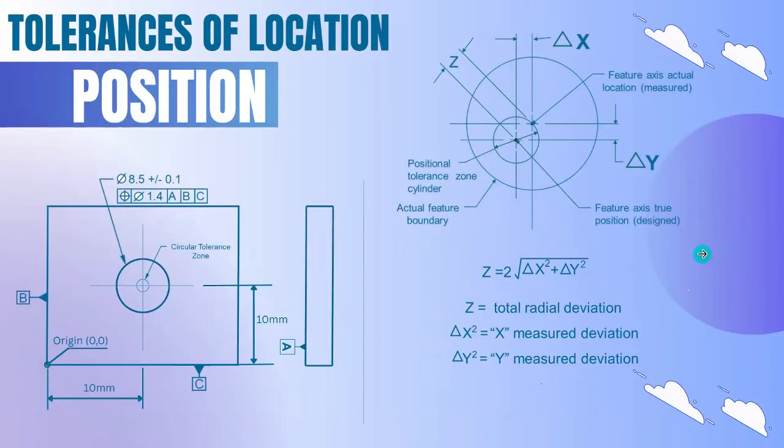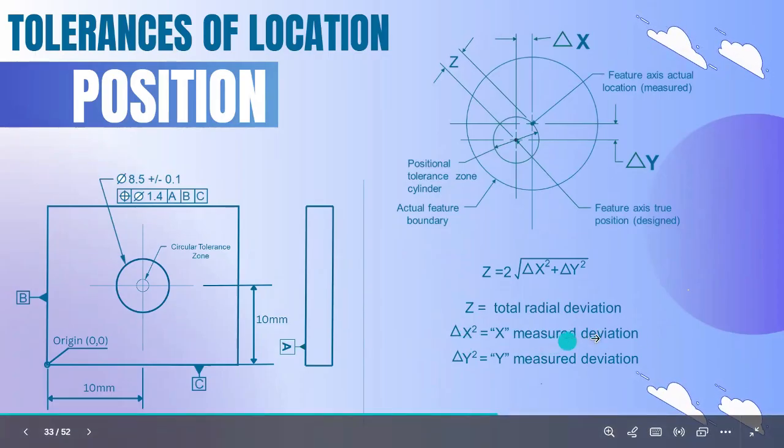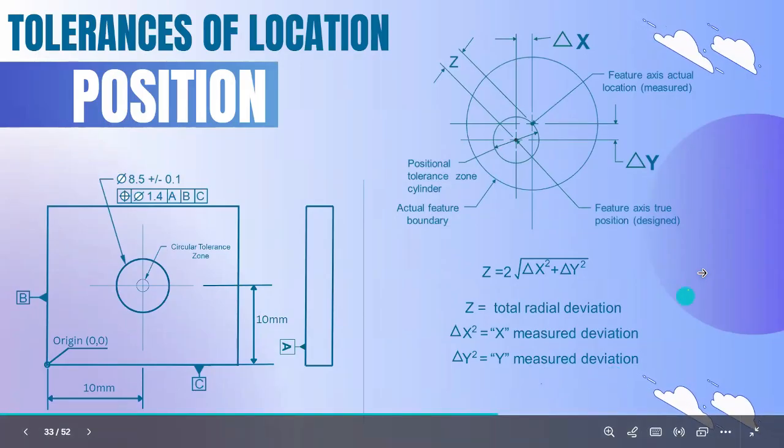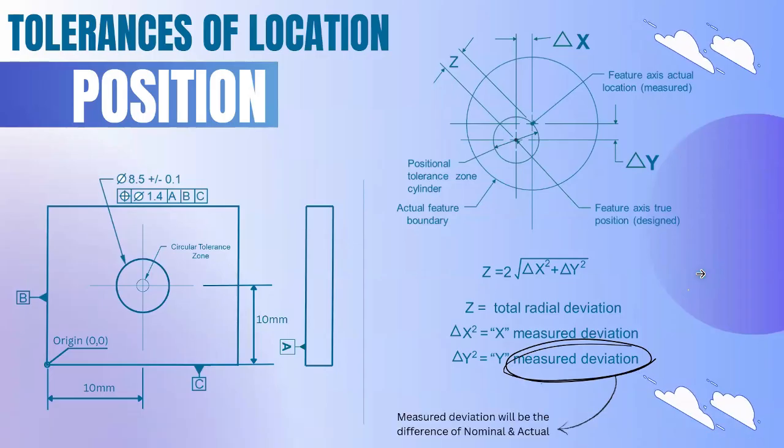For true position, the formula is: z is equal to 2 into square root of del x squared plus del y squared, where z is the overall deviation. Del x is the x measured deviation, and del y is the y measured deviation. The measured deviation is calculated as the difference between nominal and actual. So the difference is the measured deviation.